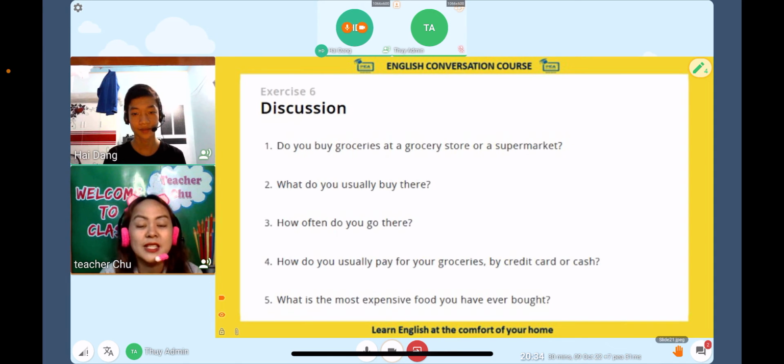Now, let's go to discussion. Let's discuss a few questions, okay? Do you buy groceries at the grocery store or a supermarket? I buy groceries at a grocery store. Okay, grocery store. What do you usually buy there? I usually buy some drinks. Some drinks and fries. How often do you go there? I go there every Saturday.